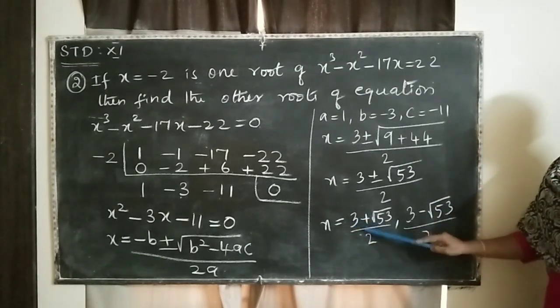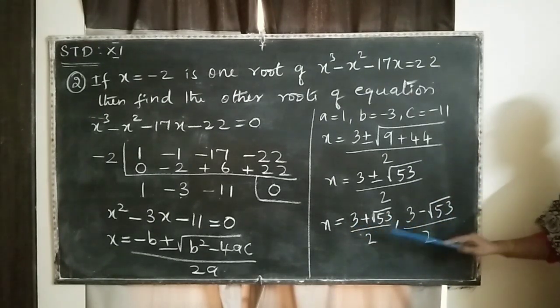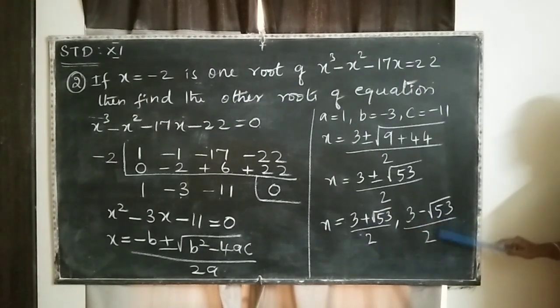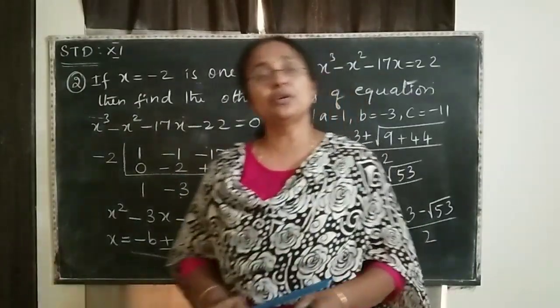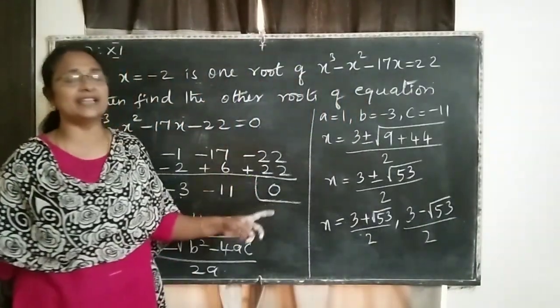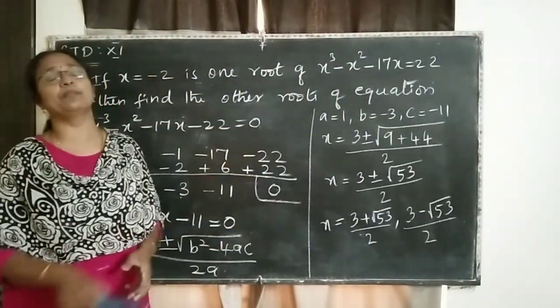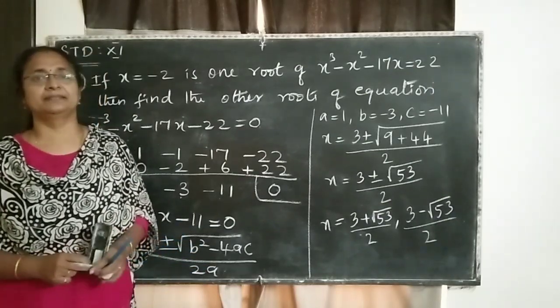One is (3 plus root 53) divided by 2. The other one is (3 minus root 53) divided by 2. The other one is what? x is equal to minus 2. So therefore, how many roots do we have altogether? 3 roots for this cubic polynomial expression.